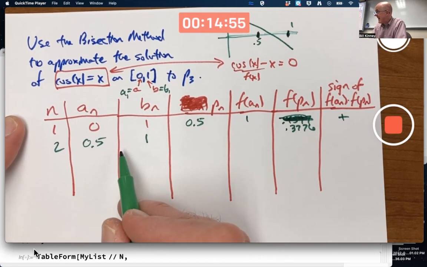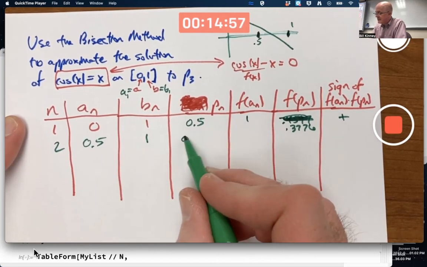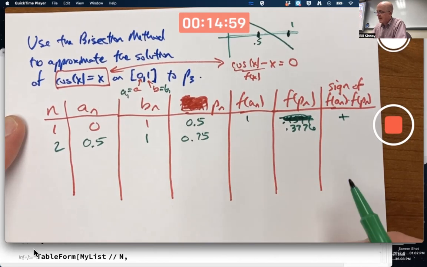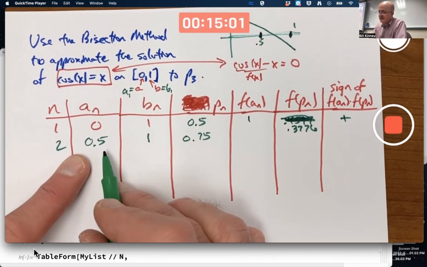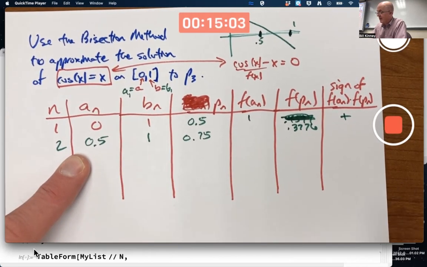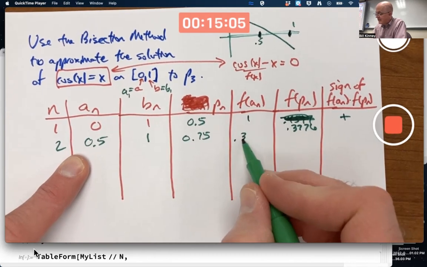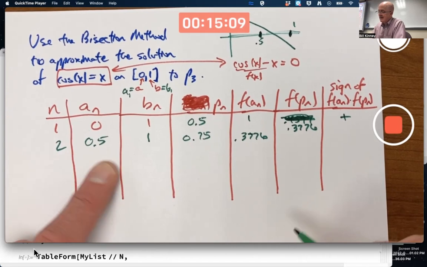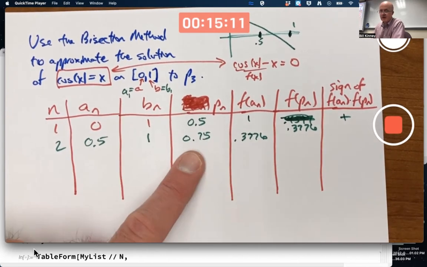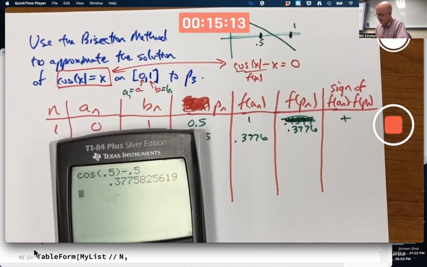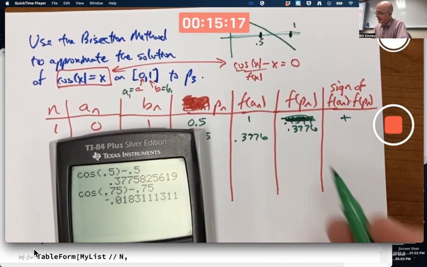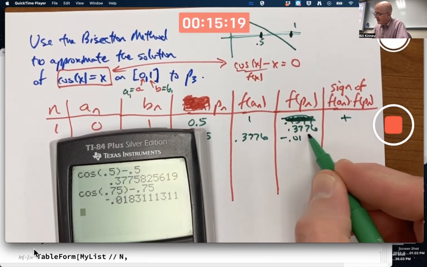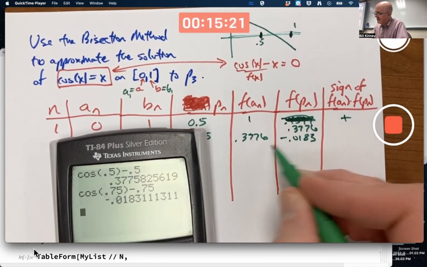Now, bisect that interval: 0.75. F of A2 is f of 0.5. We've already figured that out. That's the same as the 0.3776. F of P2 is f of 0.75. Cosine of 0.75 minus 0.75 is negative 0.0183. This product now is negative.